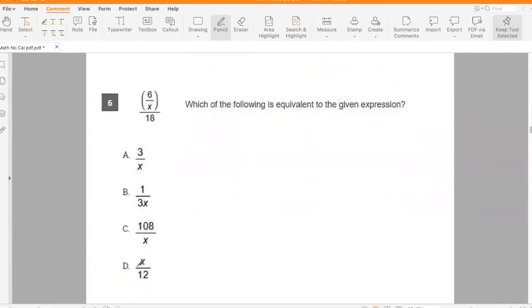Which of the following is equivalent to the given expression? 6 by x divided by 18. So 6 cancels into 18 with 3. So 1 by x divided by 3, which is 1 by 3x.